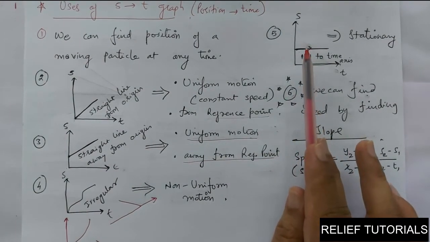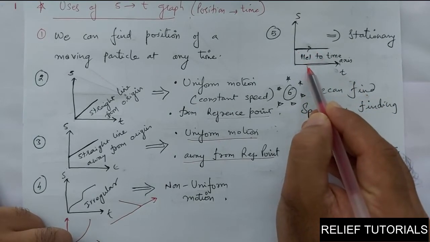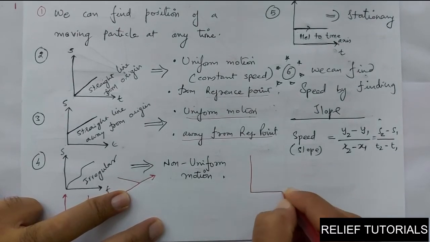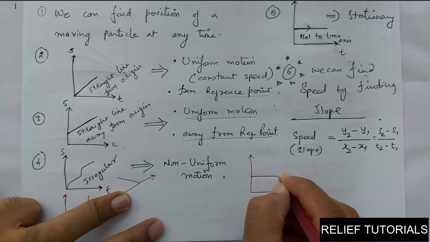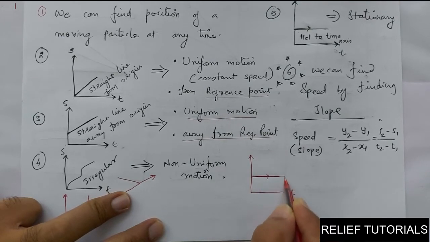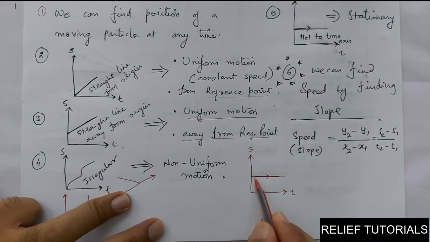Then if the graph of distance versus time is parallel to the time axis, see this graph carefully. Parallel to the time axis means what? Try to understand the nature. This graph indicates that time is going on because the graph moves in this direction. So time is going on, but the distance remains constant. The points are going to the right-hand side, meaning time is passing, but the position remains constant.